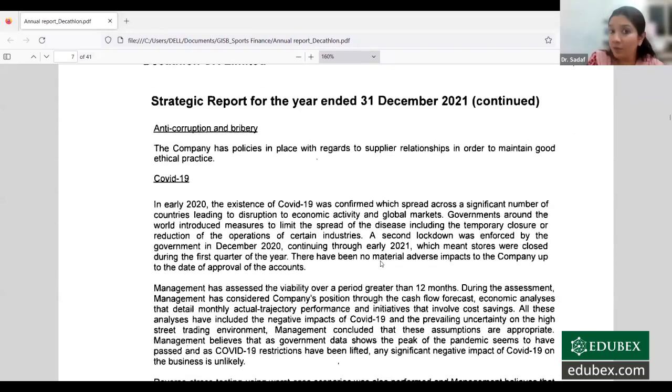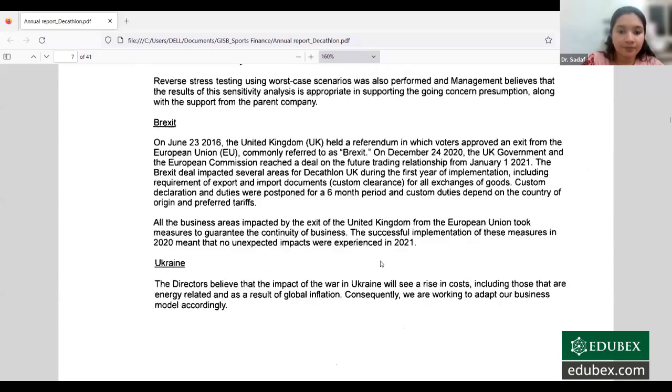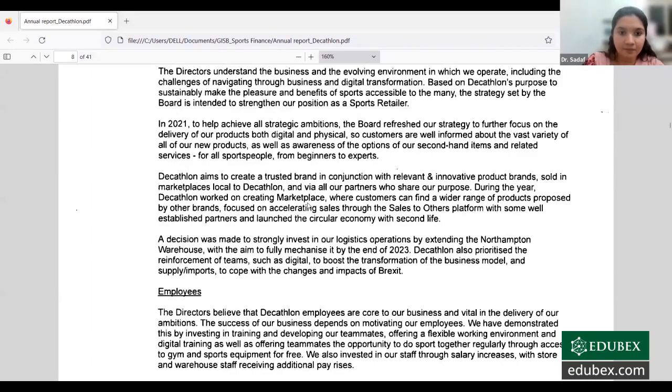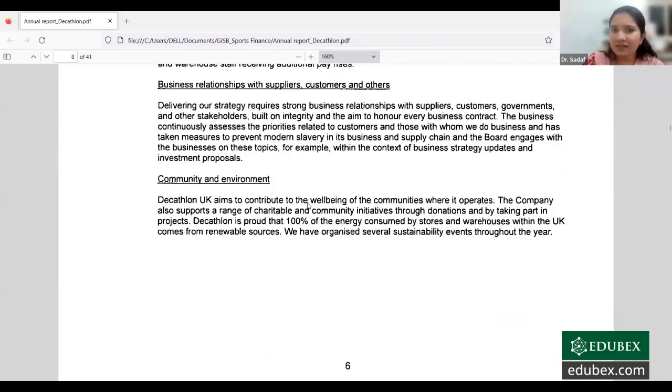They have a strong policy against corruption, and against the COVID-19 pandemic, because even in the year 21, we did have the presence of the COVID-19 pandemic. Then we also have the impact of the Russia-Ukraine war, which will also come on the business. So this will be a detailed report.